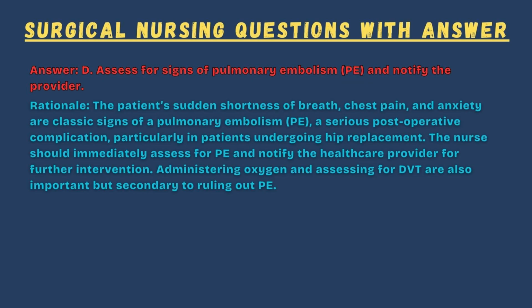Answer. D. Assess for signs of pulmonary embolism (PE) and notify the provider. Rationale. The patient's sudden shortness of breath, chest pain, and anxiety are classic signs of a pulmonary embolism (PE), a serious post-operative complication, particularly in patients undergoing hip replacement. The nurse should immediately assess for PE and notify the healthcare provider for further intervention. Administering oxygen and assessing for DVT are also important, but secondary to ruling out PE.